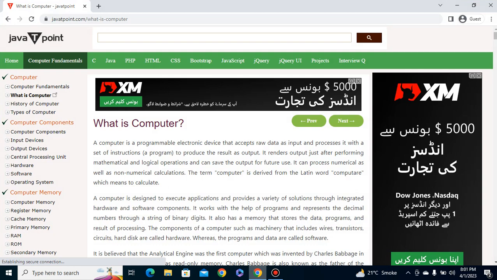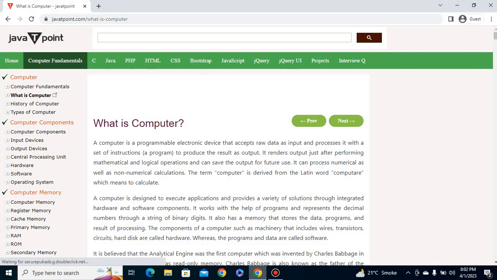A computer is a programmable electronic device that accepts raw data as input and processes it with a set of instructions to produce the result as output. It renders output just after programming mathematical and logical operations and can save the output for future use. It can process numerical as well as non-numerical calculations. The term computer is derived from the Latin word computare, which means to calculate.